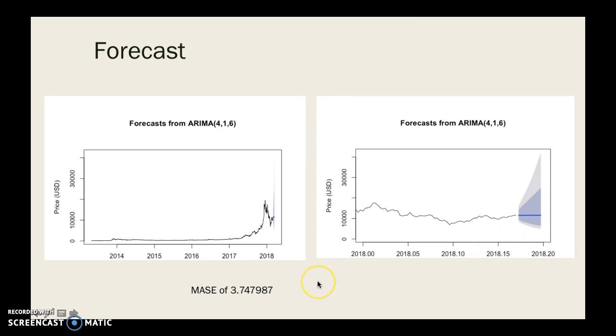And we've got a MASE value of 3.74 for this model.